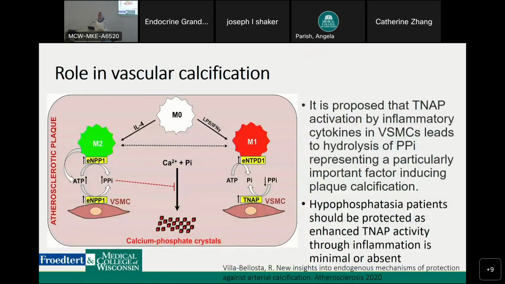It was also proposed that tissue non-specific alkaline phosphatase activation by inflammatory cytokines in vascular smooth muscle cells helps in the formation and stabilization of plaque. And it was proposed that patients with hypophosphatasia are protected from this effect, so they have less vascular calcification and less plaque formation. But again, we don't have enough evidence to support that. It was just a hypothesis.